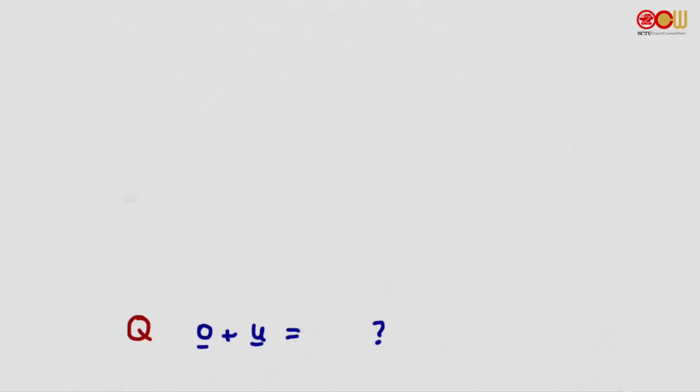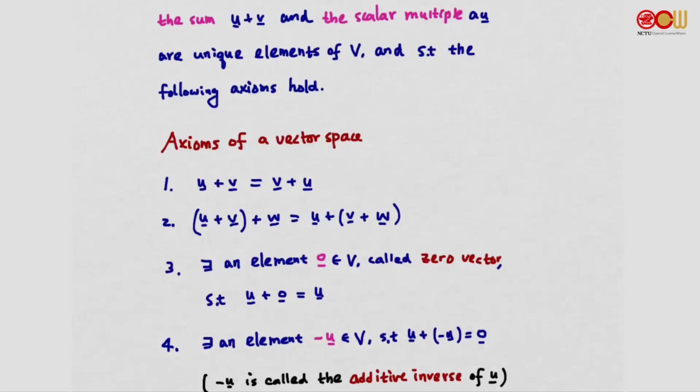Now let's ask some questions. What would be the sum of a 0 and u vector? Let's go back to the axioms and see what we can find. The axioms say something about u and the 0 vector, but they say nothing of a 0 vector and u, right? Can we switch the order? This is u plus 0, right? But this is 0 plus u.